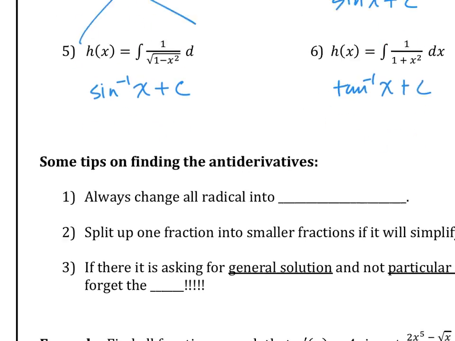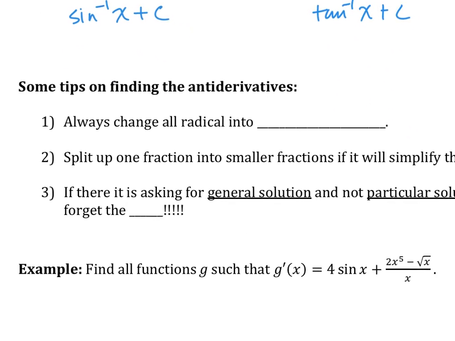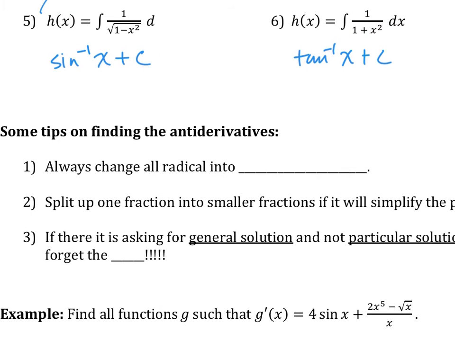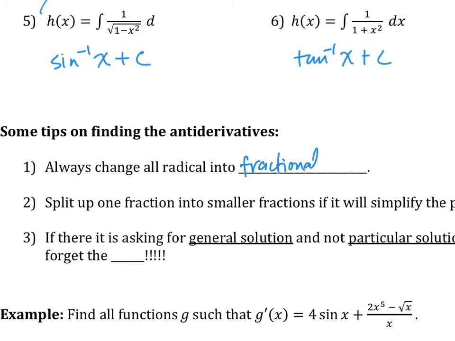All right, so now some tips on finding antiderivatives. If you have a radical function, or square root or cube root or something like that, you always should change it to a fractional exponent, because it's just easier to work with powers instead of radicals.